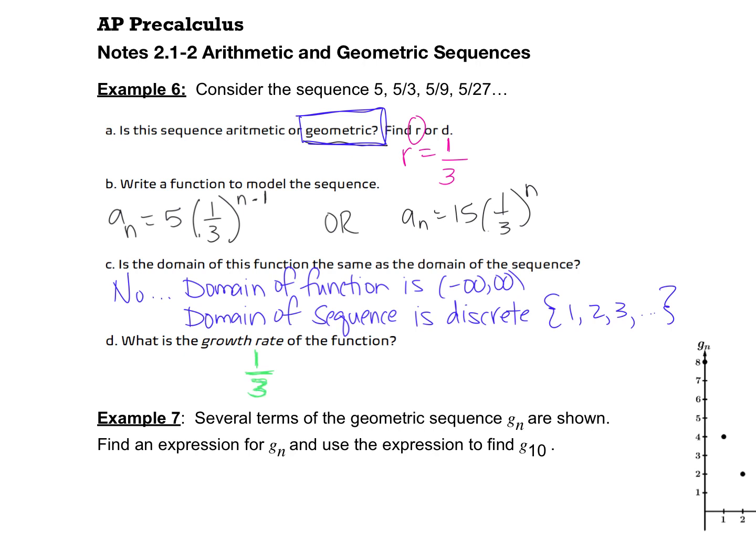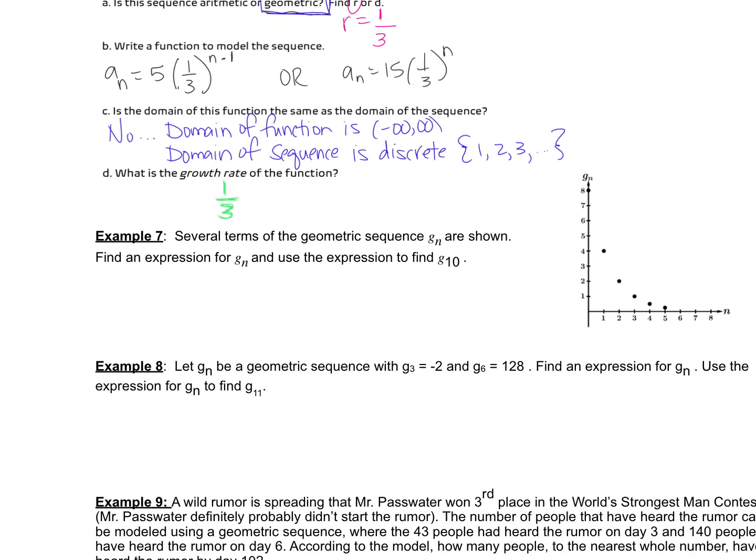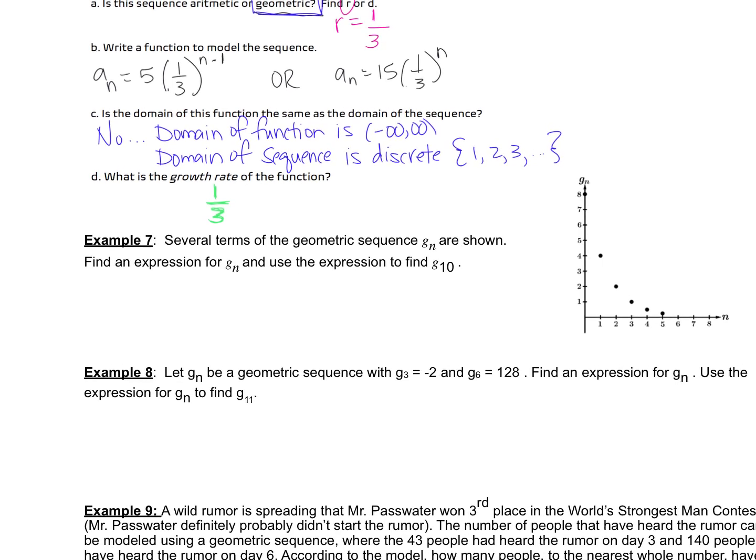All right, try example 7. That uses the graph. Okay, so let's take a look. Did they give me a 0 term on this one? Yeah, they did. So it started at 8, then it went to 4, then it went to 2. So what's my common ratio? It's 1/2. Okay, r is 1/2.